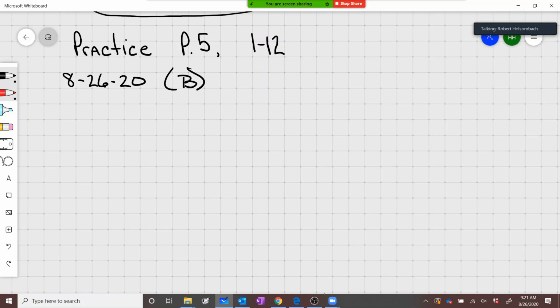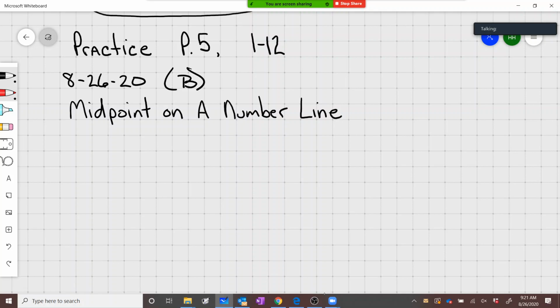Alright, we're going to spend the second half of this class talking about midpoint. And we got two midpoint formulas today. One is midpoint on a number line.